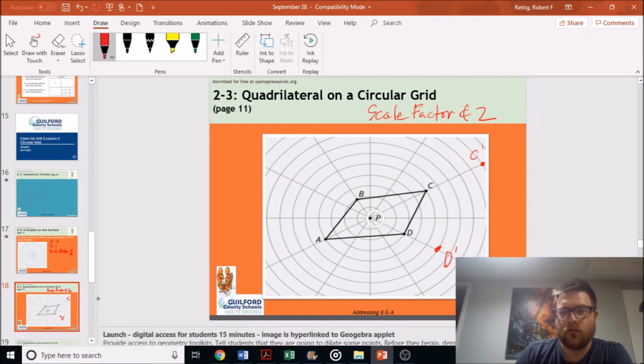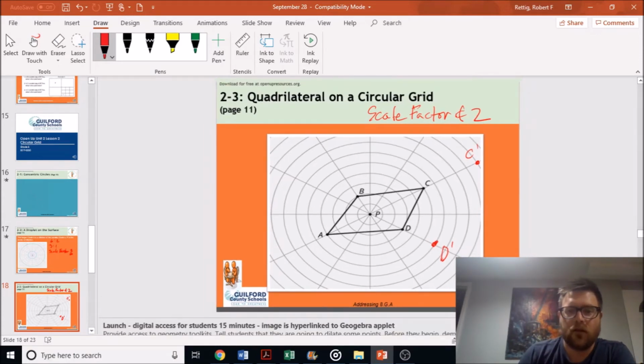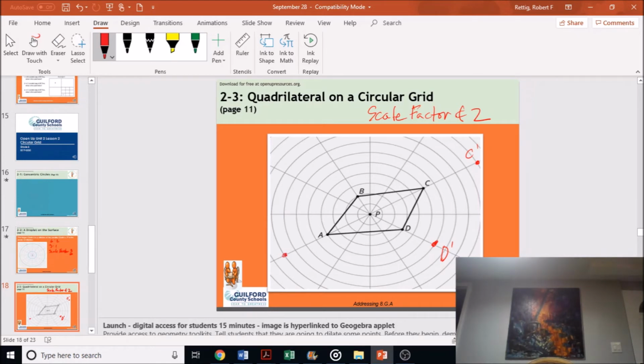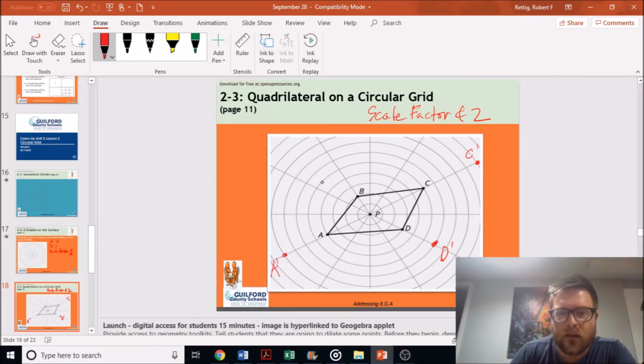To D prime, from P to D, it's 1, 2, 3, and then 3 more to D prime, 4, 5, 6. From A to P is 1, 2, 3, 4. So 4 more, 5, 6, 7, 8. So that's the A prime. And then P to B is 2. So 2 more to B prime. Okay? And that's how we do this.